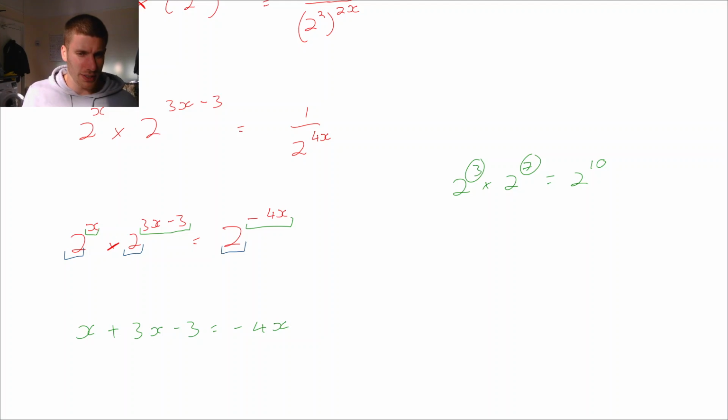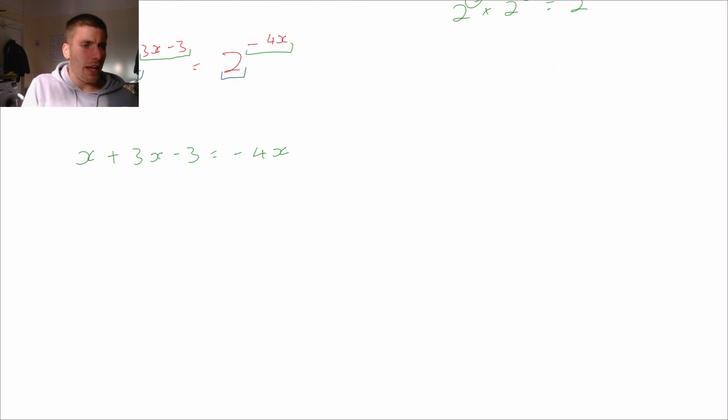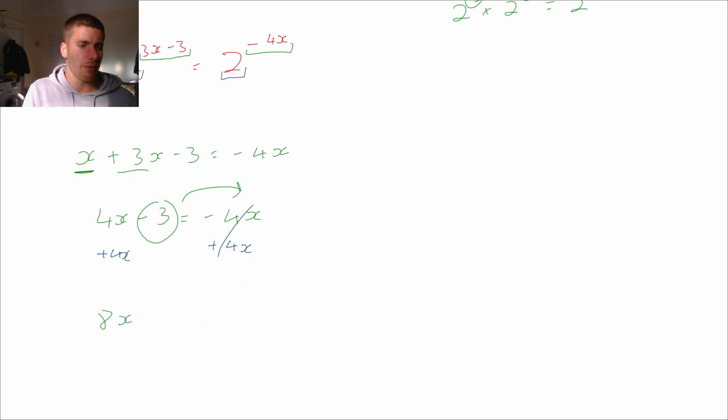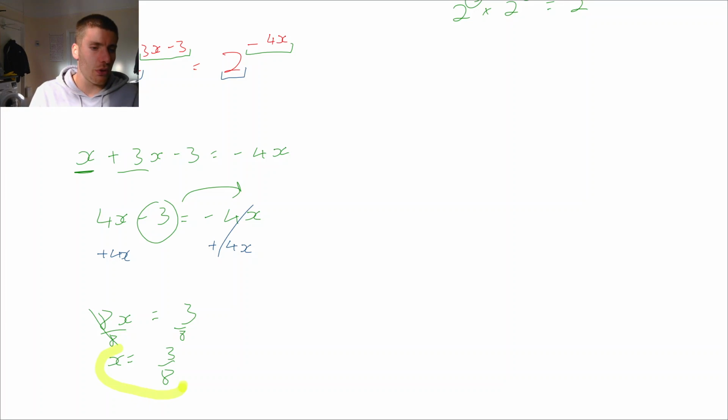And then we've just got to solve this equation. So x plus 3x is going to give me 4x take away 3 being equal to negative 4x. I'm going to add 4x to both sides, because then these are going to cancel. So I get 8x. I'm going to bring the negative 3 onto this side to give me equal to 3. So x divided through by 8 is going to be equal to 3 over 8, by dividing both sides by 8. So my answer here is x equals 3 over 8.